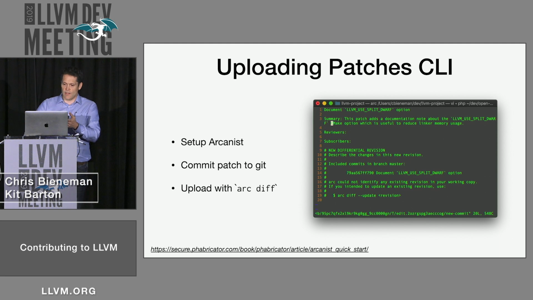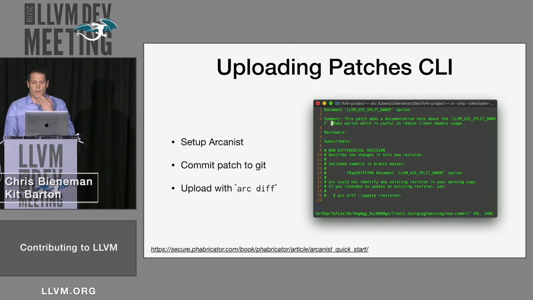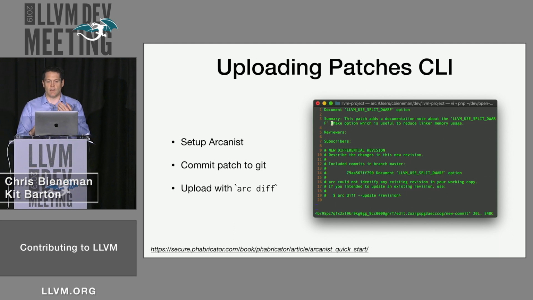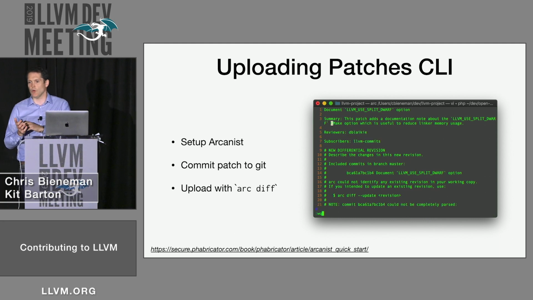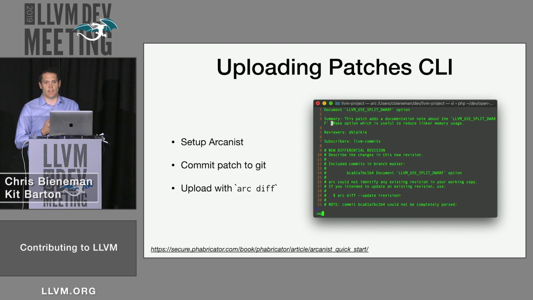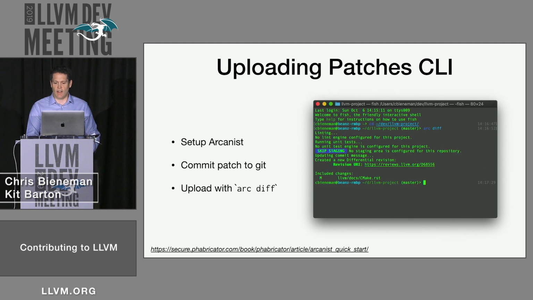So again, these are just the screenshots that you get with the arc diff command. You go through, it lets you specify what you want to have in the summary that's on Fabricator, and then it will go through and do all of this work for you and give you back a URL of the review that it posted.